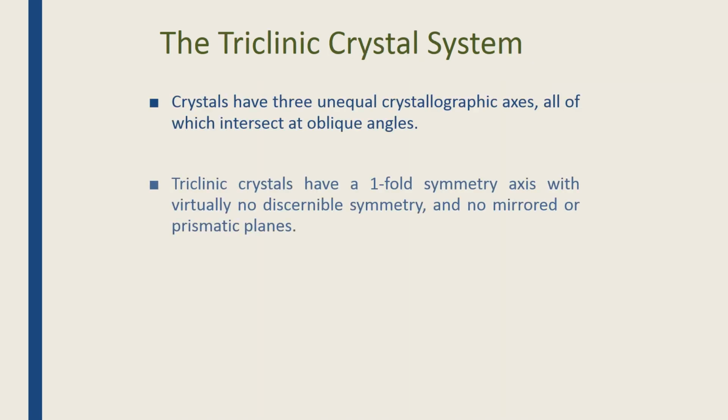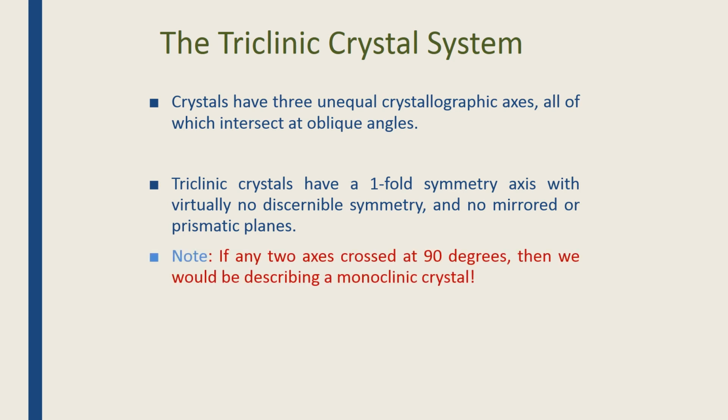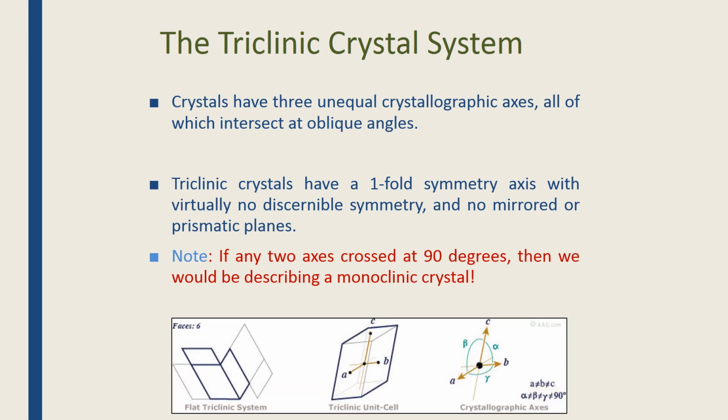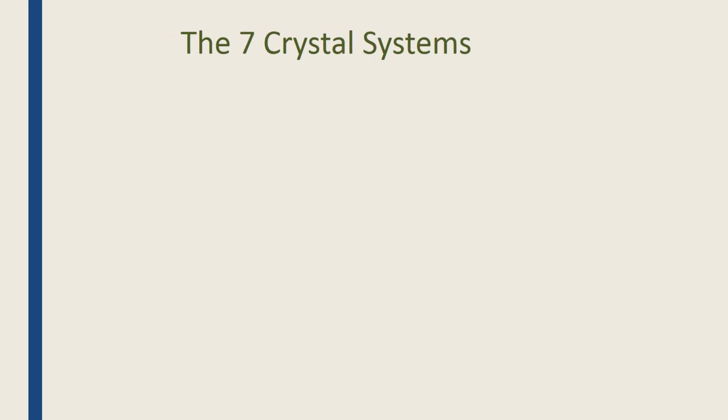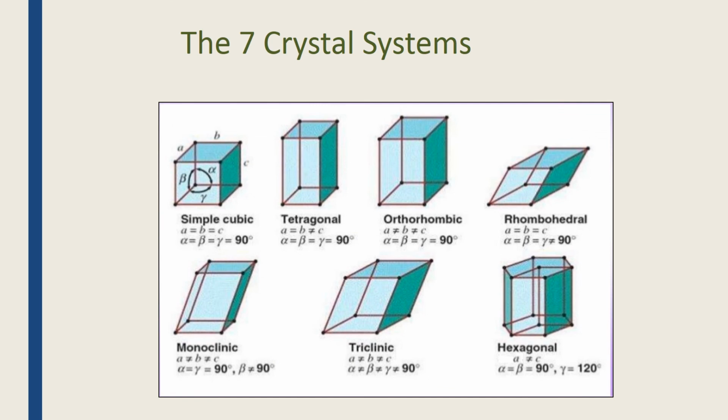Triclinic system, same thing. If any 2 axes crossed at 90 degrees, then we would move back to the monoclinic crystal. You just have to read them carefully and you'll understand that very well. Here's a figure for the triclinic. And so the 7 crystal systems, as you can see here: simple cubic, tetragonal, orthorhombic, rhombohedral, monoclinic, triclinic, and hexagonal.